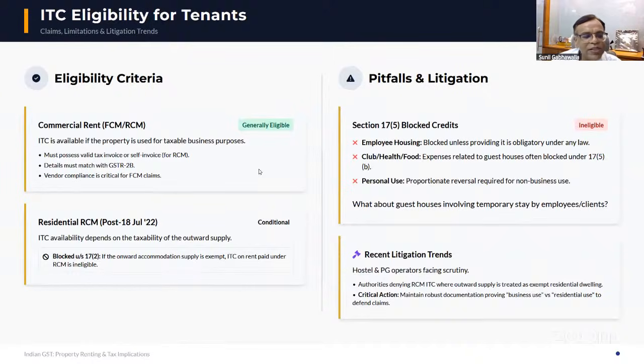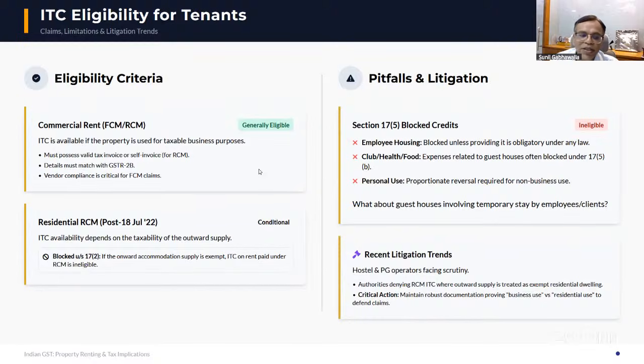Coming to the ITC eligibility, we are all aware of the generic conditions for claim of ITC and the challenges which we have faced on that account. Commercial renting is not immune from those challenges, and therefore all of that would have to be established.